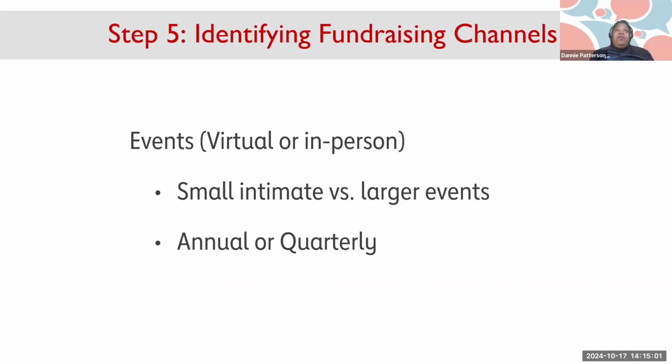So the last thing for step 5 is identifying fundraising channels. Early on, you want to identify what channel you will follow to raise funds. It may mean holding an annual event, a signature event. You could determine if you want to hold that virtually or in person. You can also determine if this is an annual event or quarterly event.